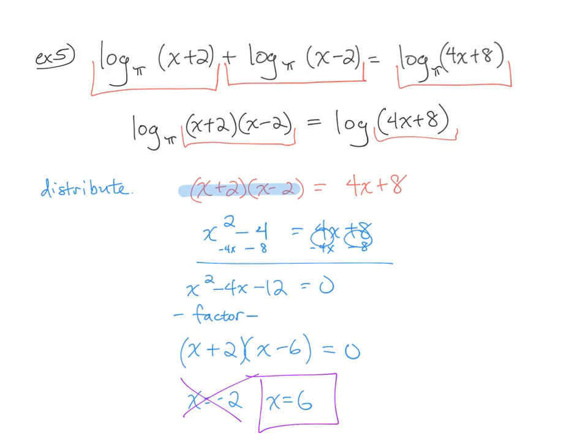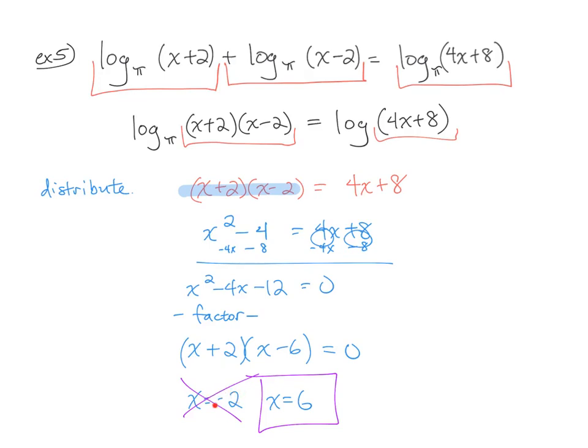So what that means then is that we have a 6 that works. So 6 plus 2 is 8, that argument is positive. 6 minus 2 is 4, that argument is positive. 4 times 6 is 24, plus 8 is 32, that argument is positive. And this is the first example I get to show this.